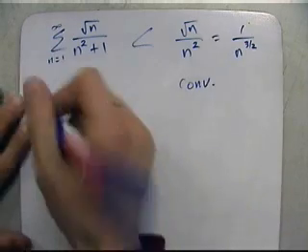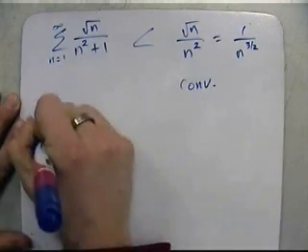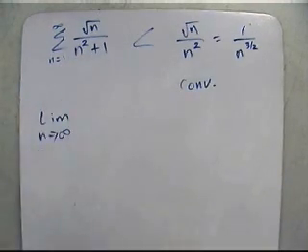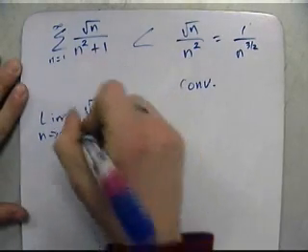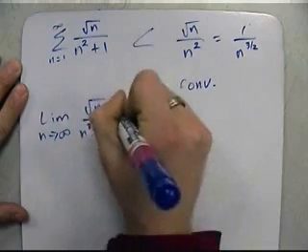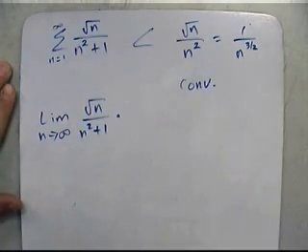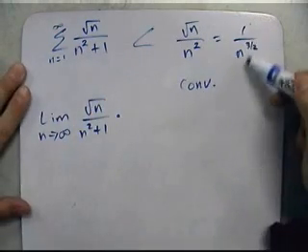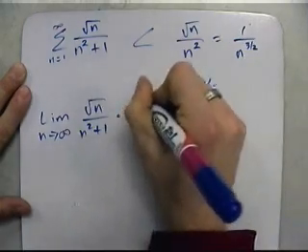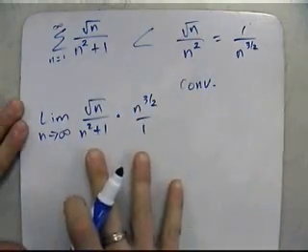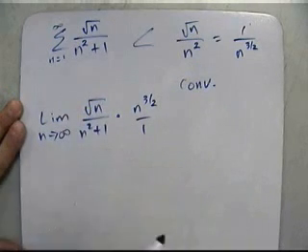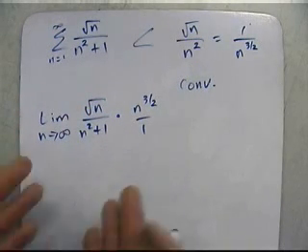Now that's the direct comparison way. The limit comparison way would say to do it this way. Take the limit as n goes to infinity of the first term, your a sub n, so the square root of n over n squared plus 1. Then we multiply that by the reciprocal of our comparison, so that's n to the 3/2 over 1. I'll probably always write it in this format. It's really a over b, but when you reciprocate it, it always turns into that.